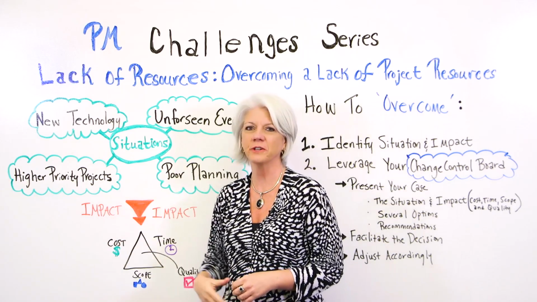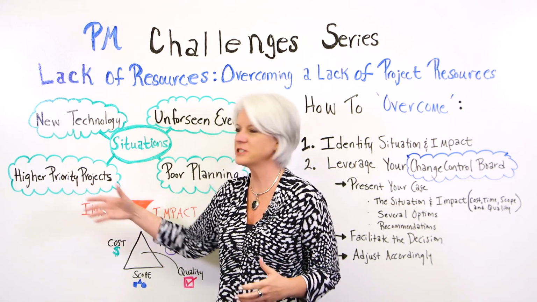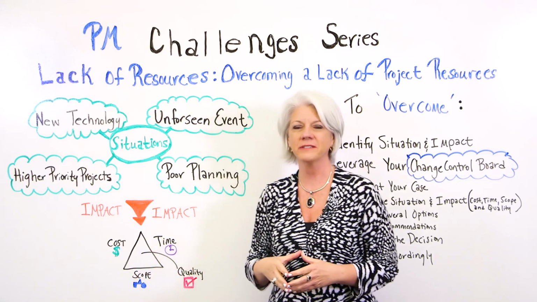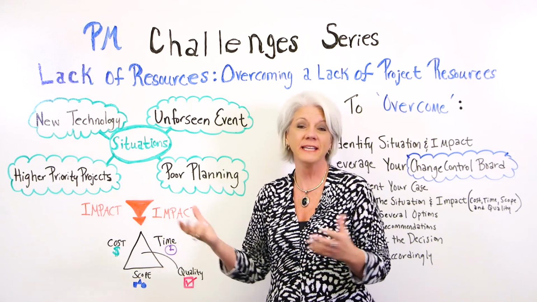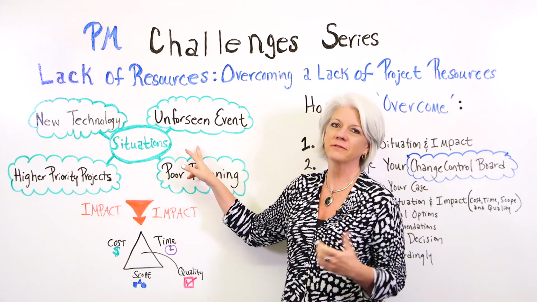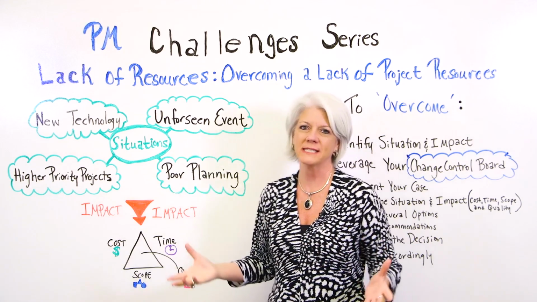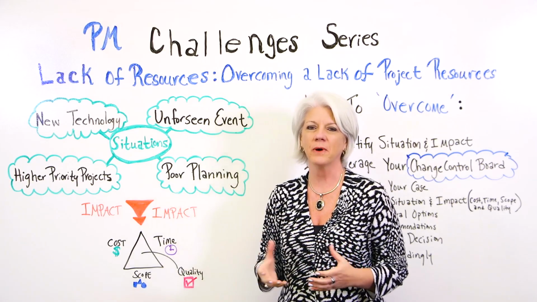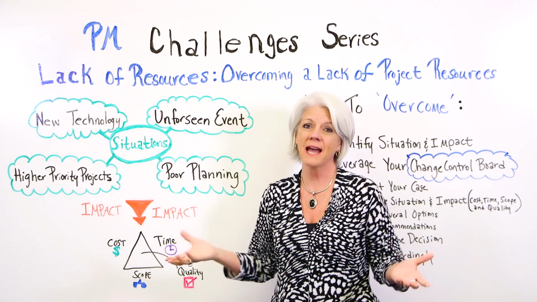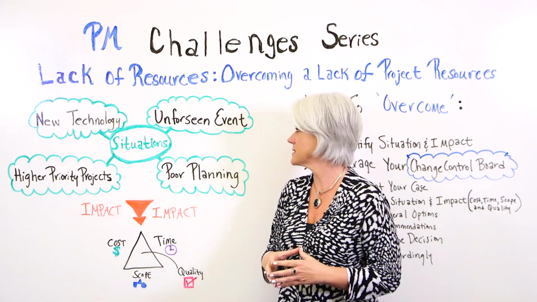Another situation could be that in your organization, a higher priority project comes on board, and then all of a sudden, some of your key resources are pulled off the project. Also, unforeseen events. So sometimes we think of maybe natural disasters. Sometimes people have projects where maybe they have union labor, so if there's a strike, that may impact the resources.